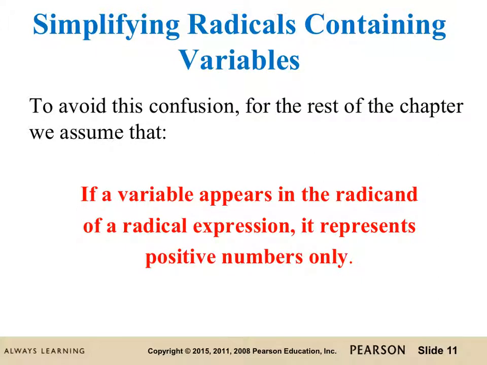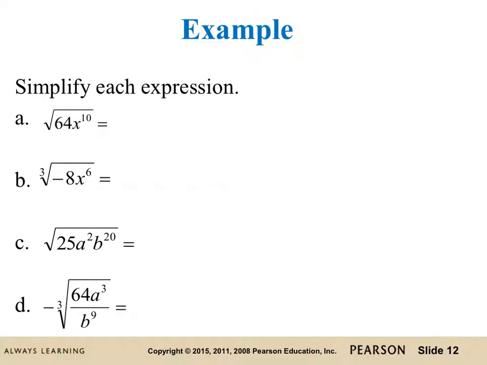To avoid confusion, for the rest of this chapter we're going to assume that if a variable appears in the radicand, that's under the square root sign, it represents positive numbers only, just so that we won't be confused about it. So now let's talk about how you simplify radical expressions that have variables. Here we have the square root of 64 x to the 10th power. There is an easy shortcut to eventually figure this out, but to start with, let's talk about how we break it down, and then we can talk about shortcuts.